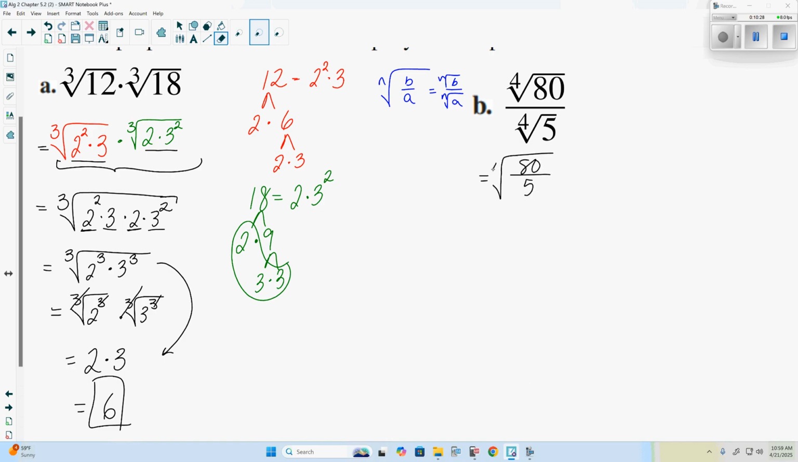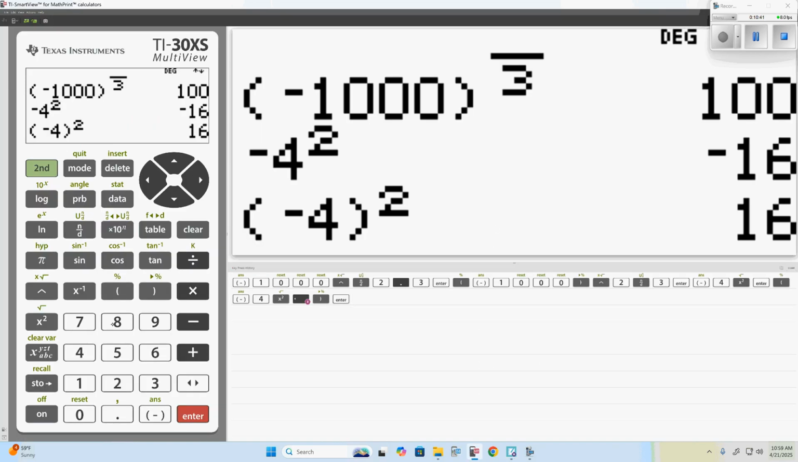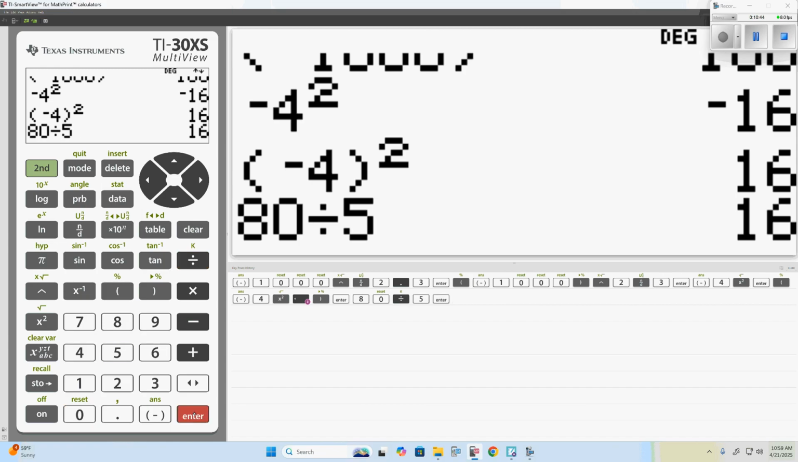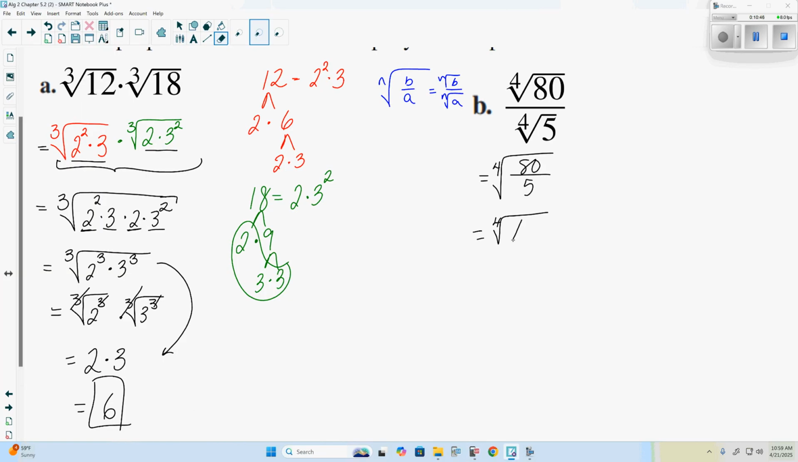is rewrite it as the fourth root of 80 divided by 5. Well, 80 divided by 5 is 16, telling us at this point here we need to take the fourth root of 16. Now, with simplifying and solving, the fact that we have a radical in the bottom of the fraction is gone. We don't have that. We don't have a fraction inside the radical.